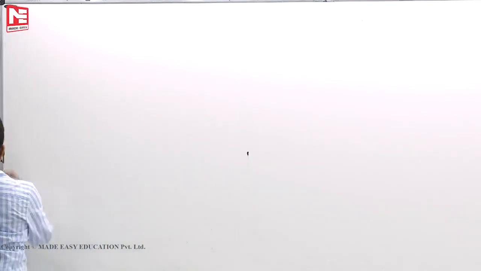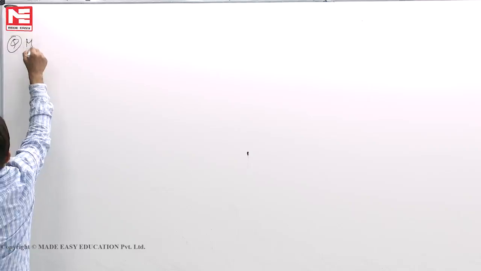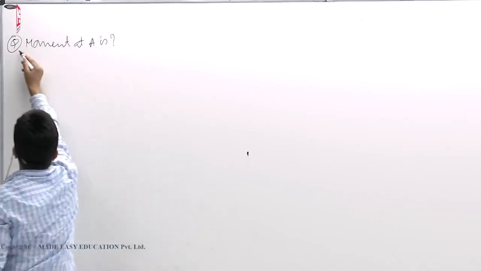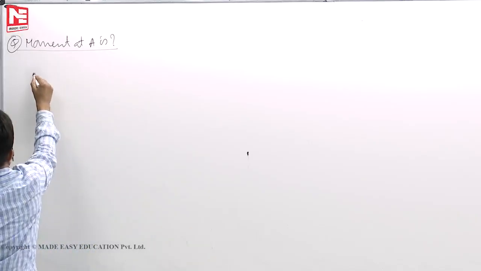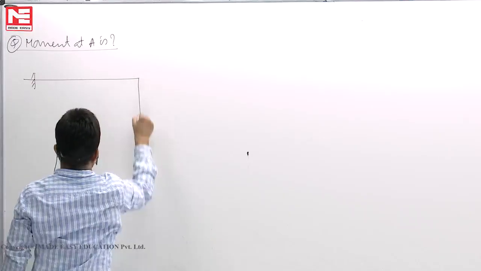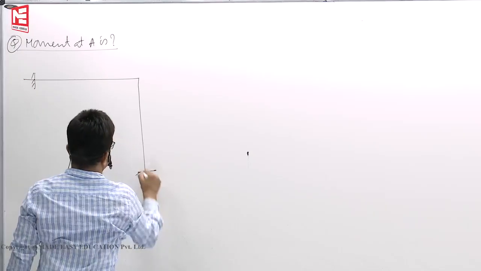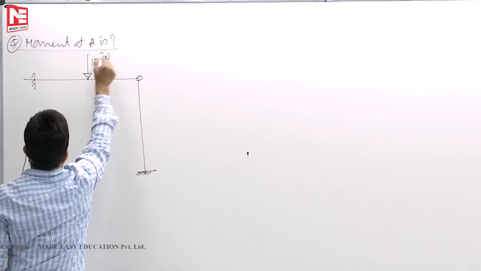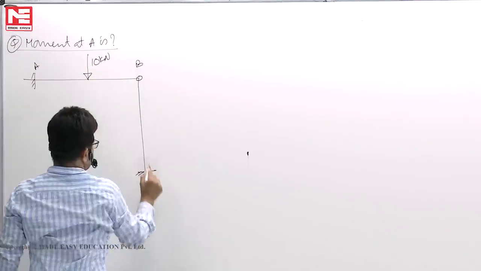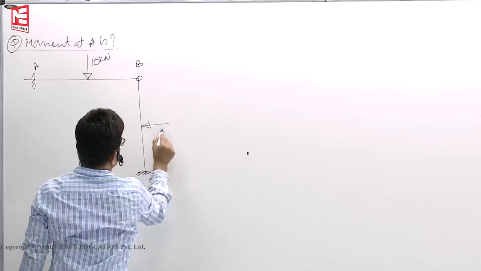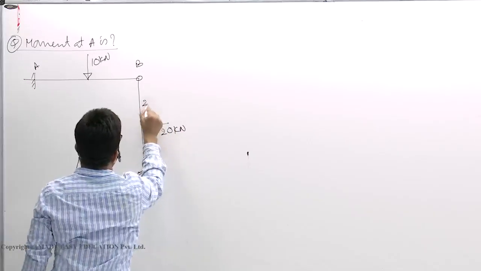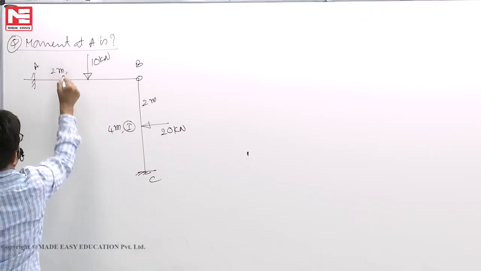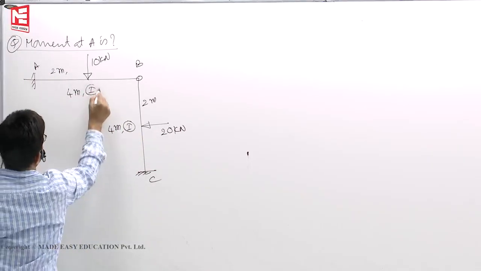Now let us see one more question. Moment at A is, again a floating hinge, we will keep it. Same load 10 kilonewton. This point let us say A, B, C. We'll keep one more load here, say 20 kilonewton. 2 meters, 4 meters I, 2 meters. This is total 4 meters I.